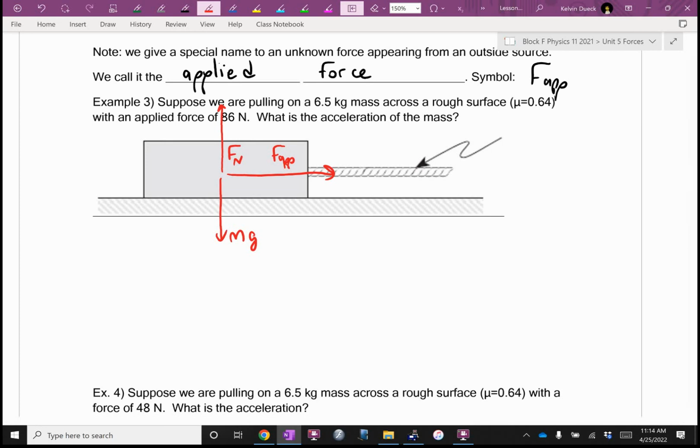What else? Well, they gave me a coefficient of friction. That's their way of saying include friction. Which way is this block accelerating and sliding? To the right, so which way is friction going to be pointing? To the left.